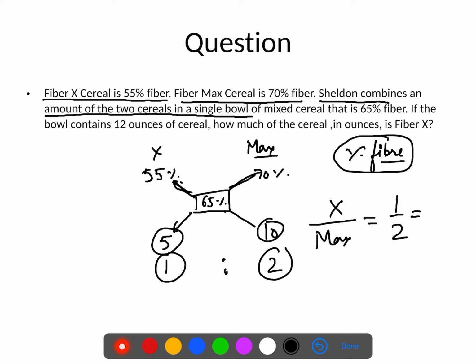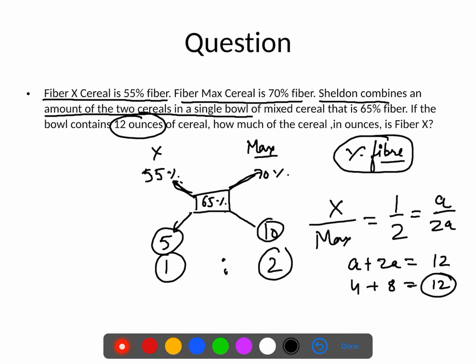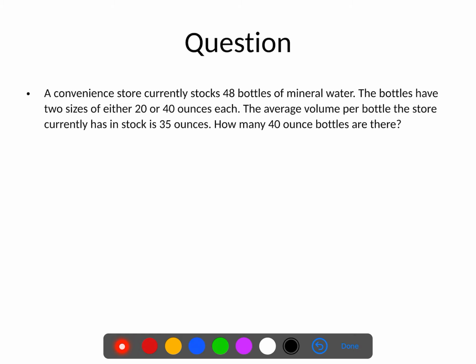Okay, or simply saying it's like A upon 2A. So A plus 2A, the combined weight is given as 12 ounces. So it has to be 4 plus 8, that is equal to 12. 4 is your answer. That's what we need to figure out. Let's take one more question.